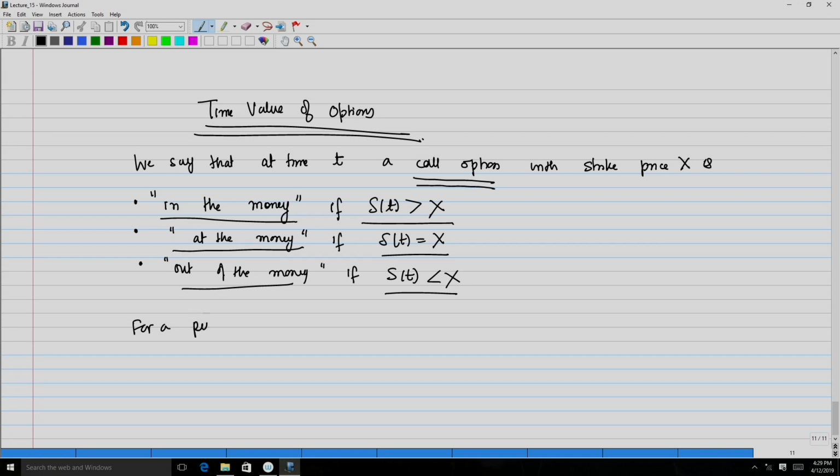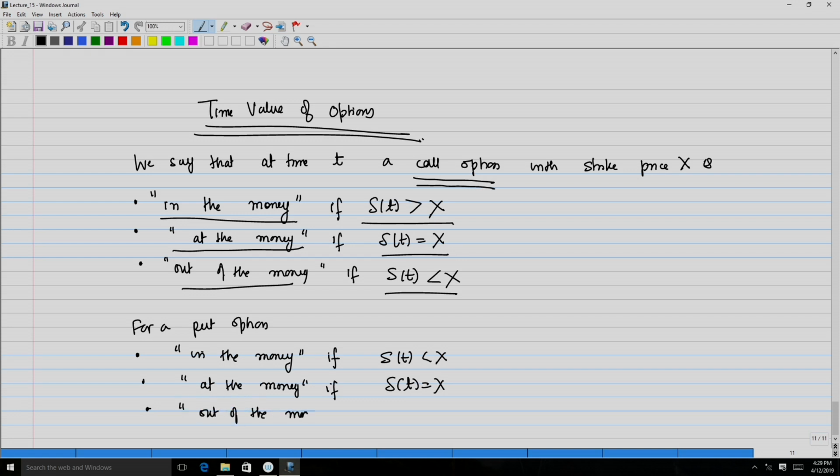In a similar way, for a put option, we say that it is in the money when the owner of the put option stands to gain, which is when S_t is strictly less than x. It is at the money when both of them are identical, S_t is equal to x, and it is out of the money if the holder of the option has nothing to gain, that means it is when S_t is strictly greater than x.